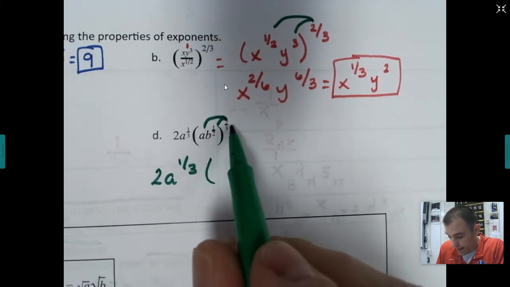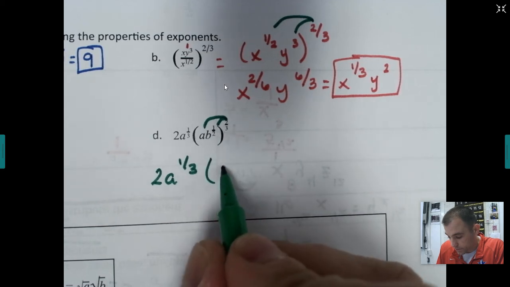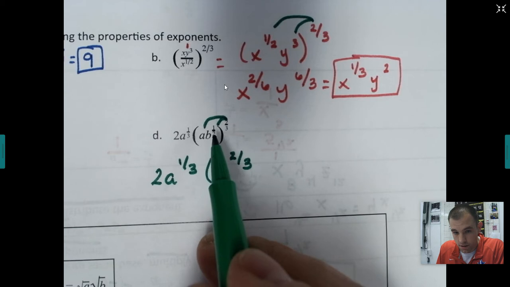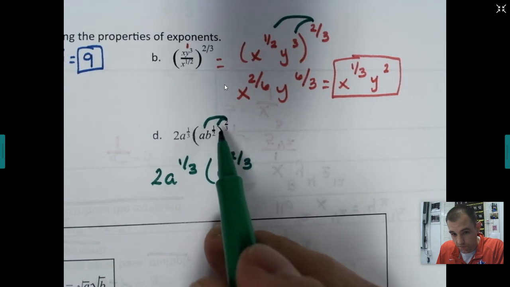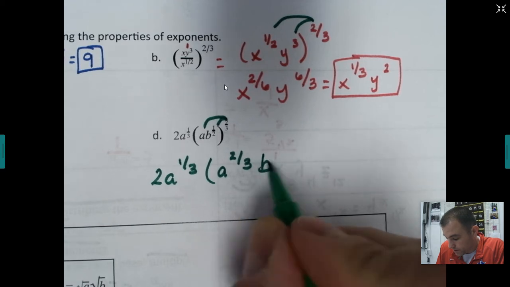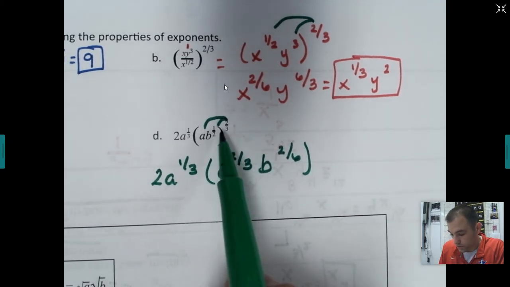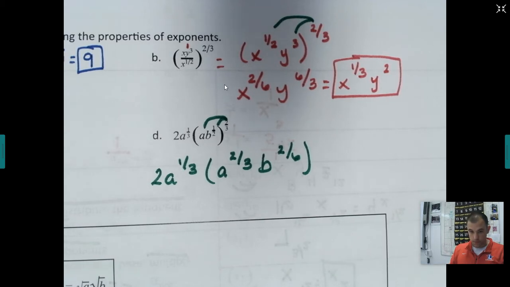And then this second part, this is multiply. I'm multiplying a to the 2/3 because it doesn't have anything to multiply. The a doesn't have an exponent. The b has a 1/2 already. So 1/2 times 2/3 gives me b to the 2/6 because I multiply. 1 times 2 is 2. 2 times 3 is 6. So now I have this.